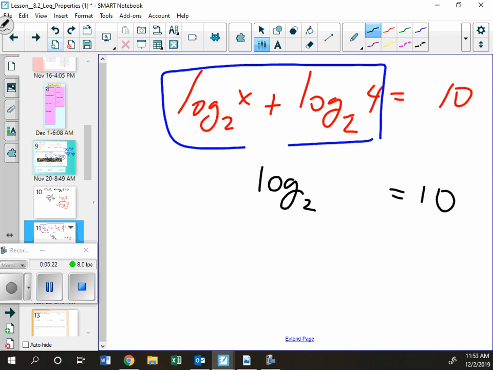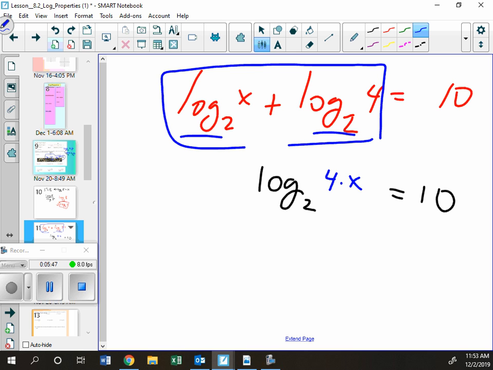Luke, what do you think? Has to do with the 4 and the x, because these are both log base 2s. No ideas? It's all right. Just put 4x here in the argument spot.